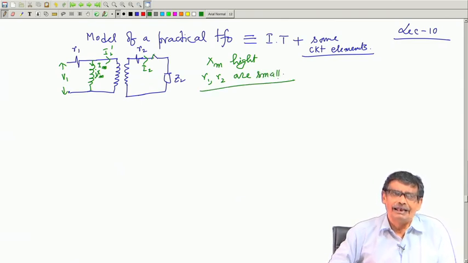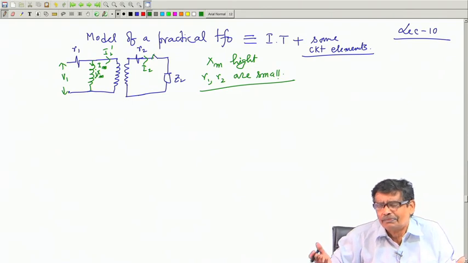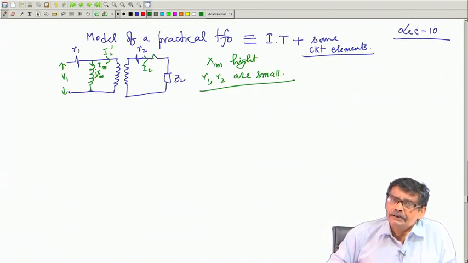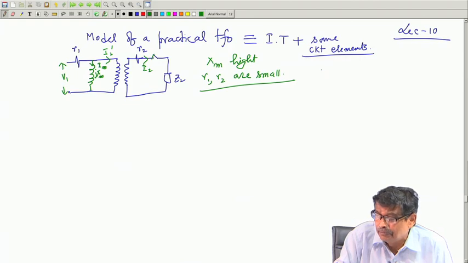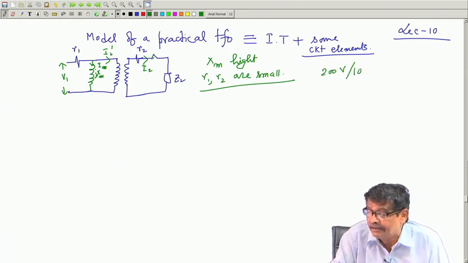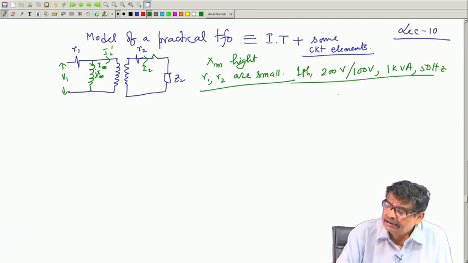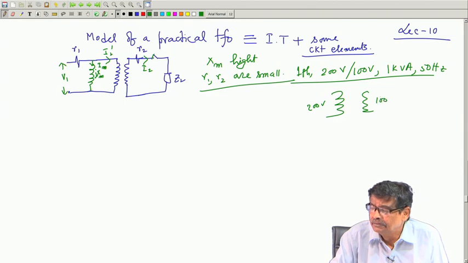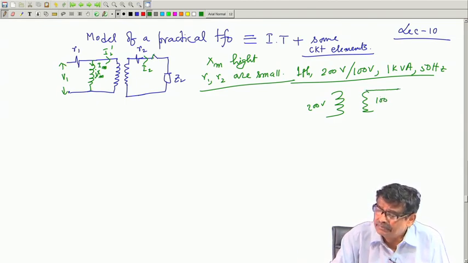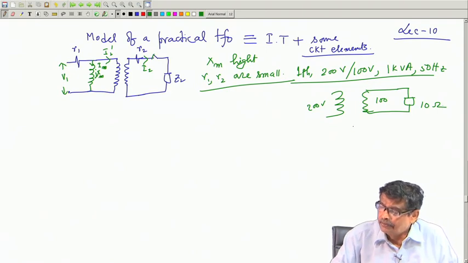That is why people, while analyzing a given circuit of a practical transformer, apply the rules of an ideal transformer. Suppose you do not know any parameter values, Xm, R1, R2. For example, it is useful to know this: suppose one transformer is rated 200 volt, 100 volt, 1 kVA, 50 hertz, single phase. Suppose it is a practical transformer. You apply 200 volt here, and I say you connect an impedance, say 10 ohm.